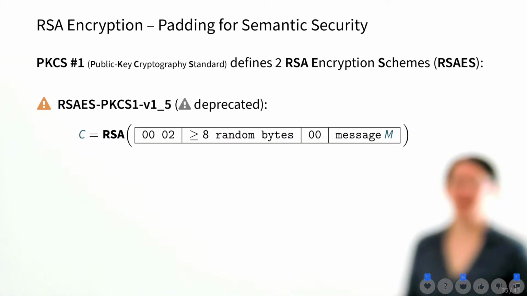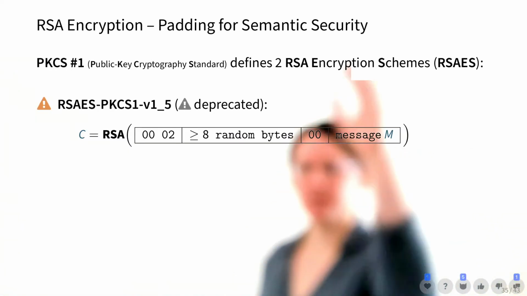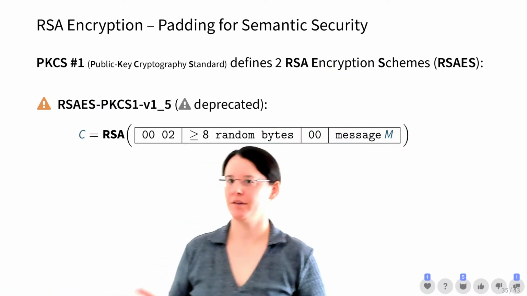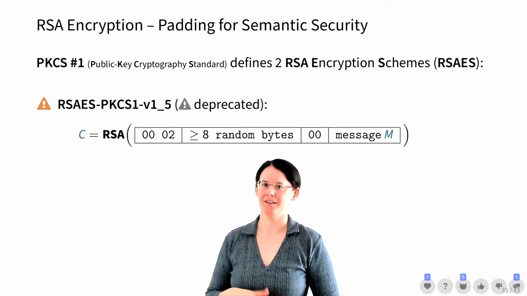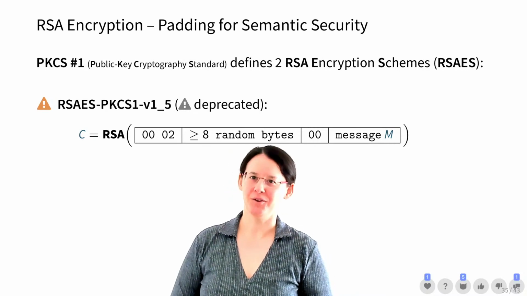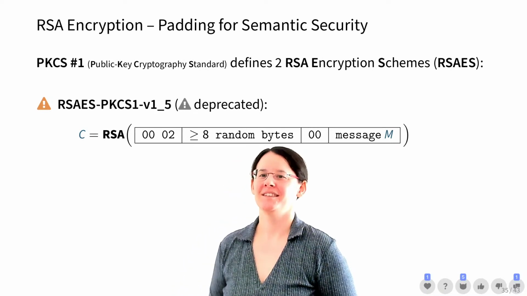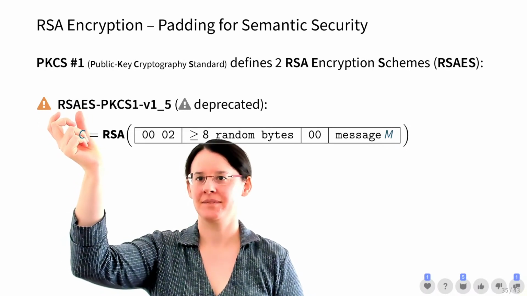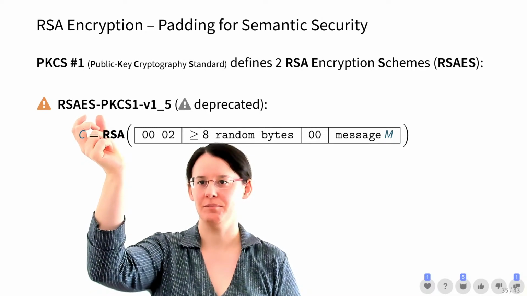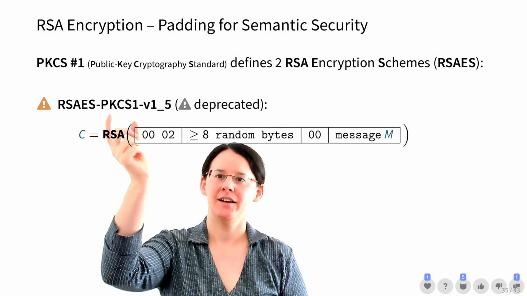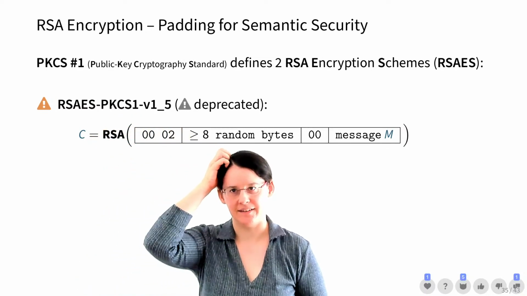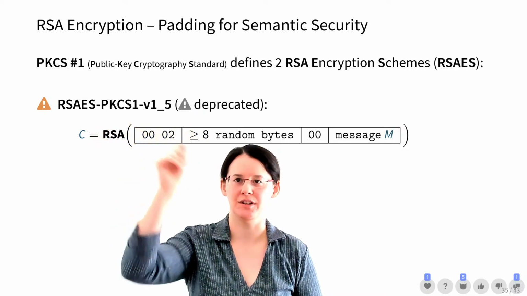And for this we need a randomized padding scheme. There are two such padding schemes that we know. One of them is very simple, so I'll explain it, but it's also deprecated, so please don't use it. And this is called the RSAES PKCS1 version 1.5 padding scheme. What does that stand for? Well, you know RSA. This ES here doesn't have anything to do with AES, but it means encryption scheme, so RSA encryption scheme, and PKCS stands for Public Key Cryptography Standard. So it's a standardized scheme, and that's just the version number of the scheme.